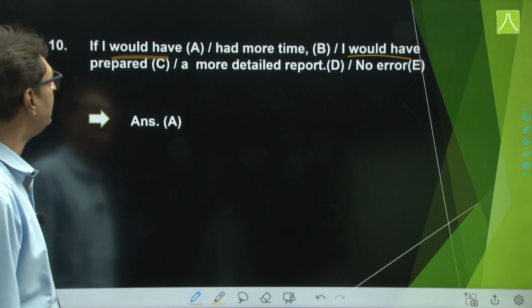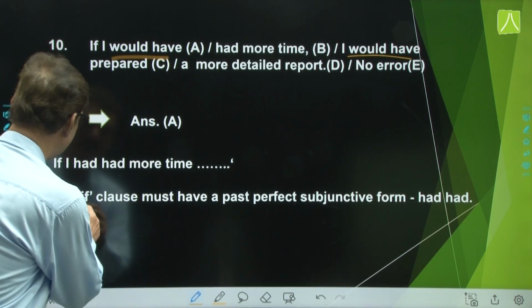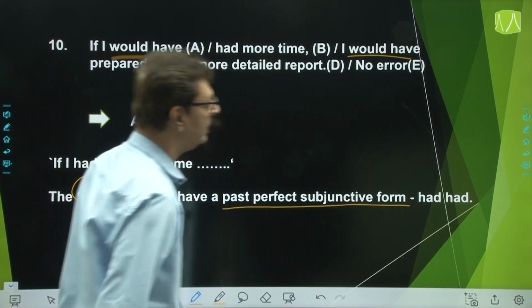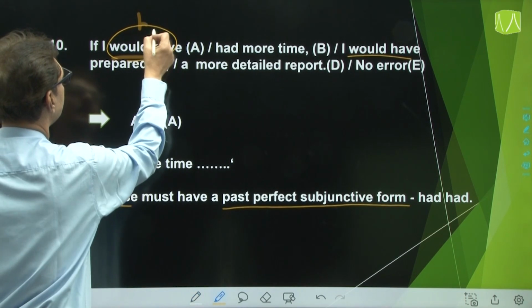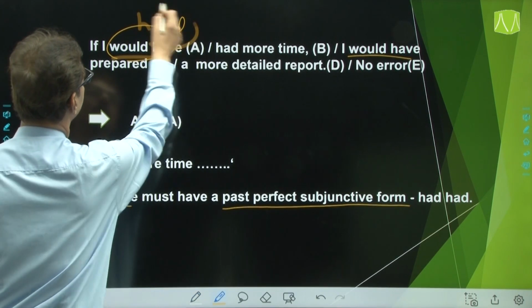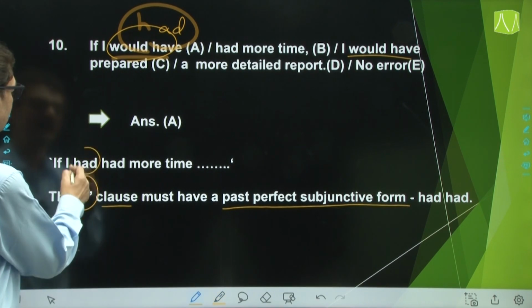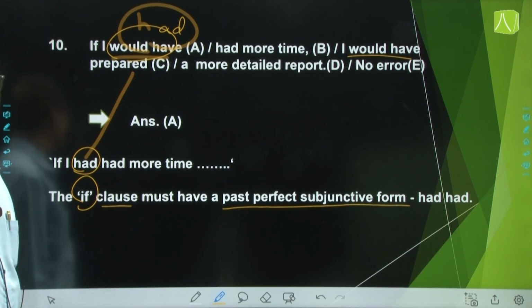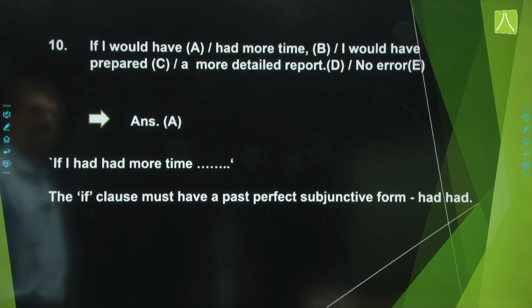If I had more time. The if clause must have a past perfect subjunctive form, had. तो would have गलत है. यहाँ पे क्या आना चाहिए? Had. Yes, this had should be over here. Yes, so this should be replaced with had. I hope it is clear enough. चलते हैं the next example for you.